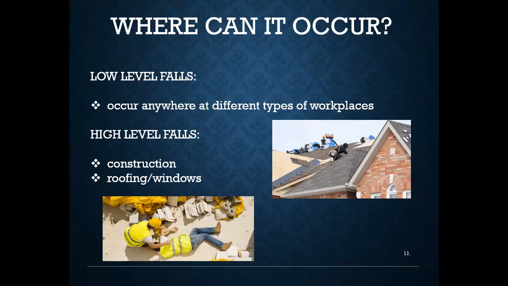So where can it occur? Injuries can occur anywhere. It doesn't have to be up high. It could be on the ground. There are two types of falls. The first one is a low level fall. Low level falls, as I said, can occur anywhere at different types of workplaces. High level falls are usually construction, roofing, windows.